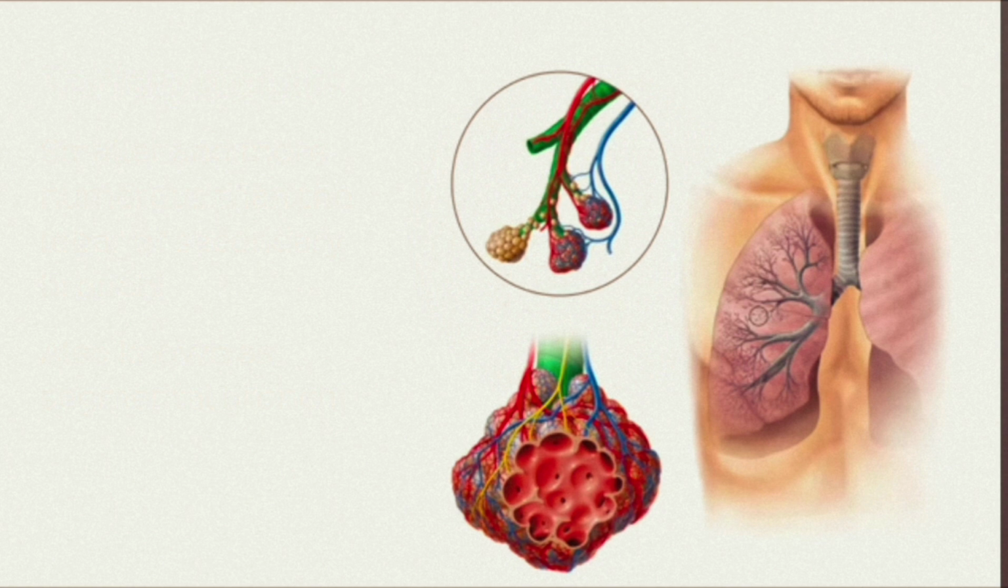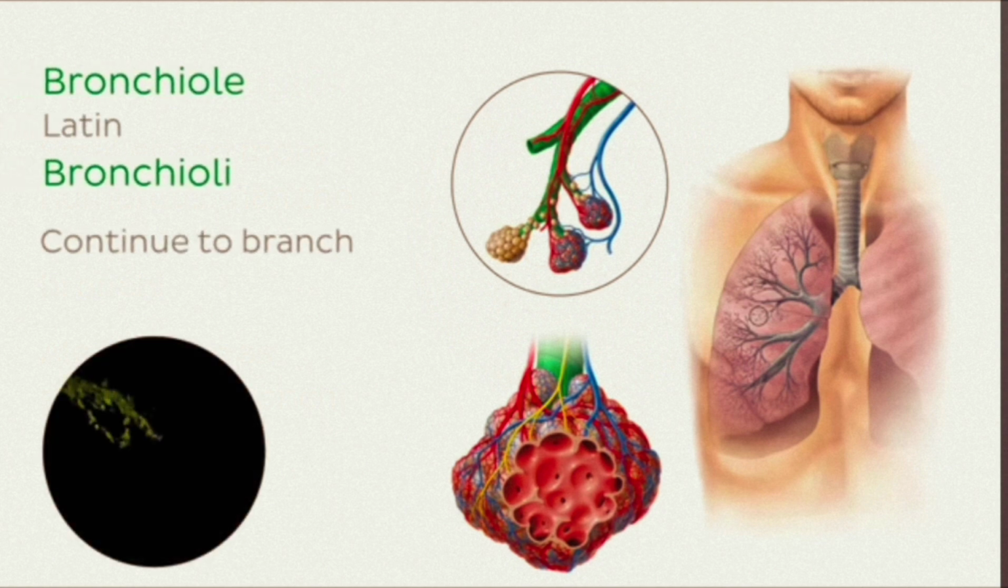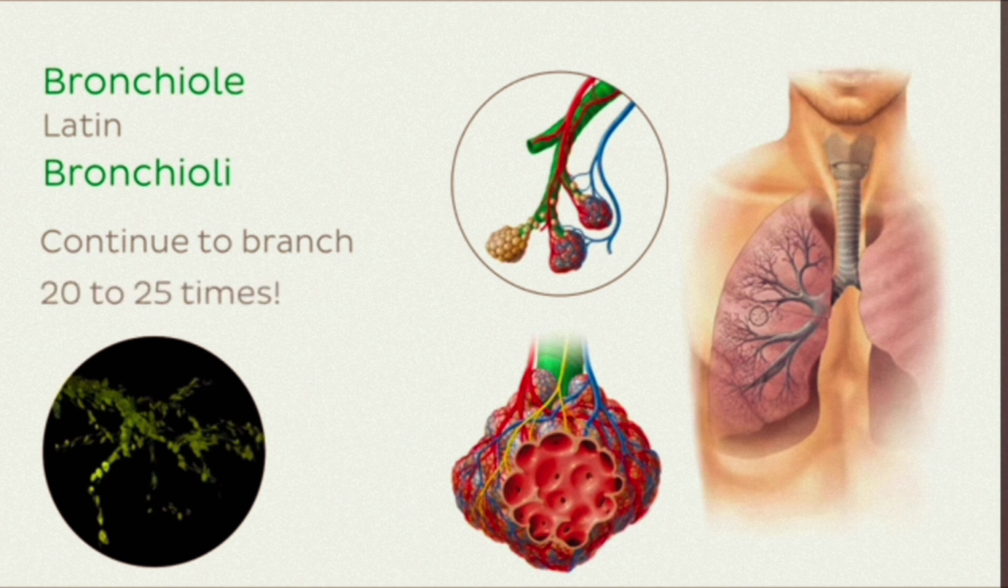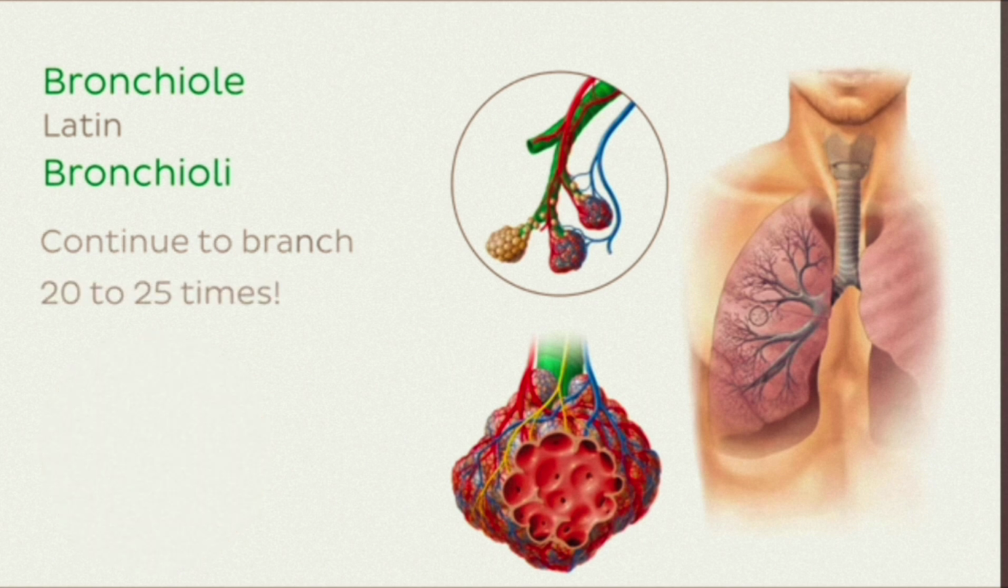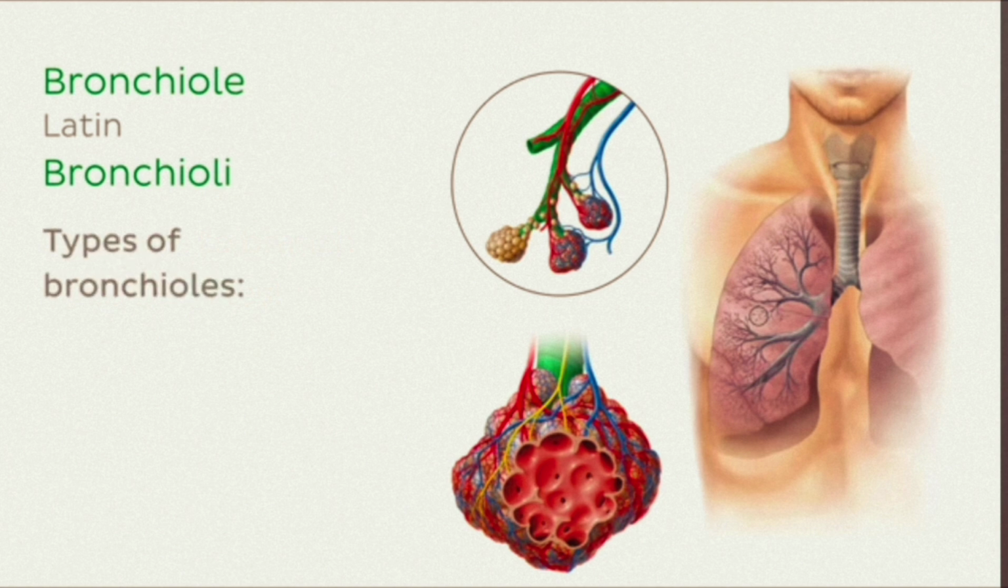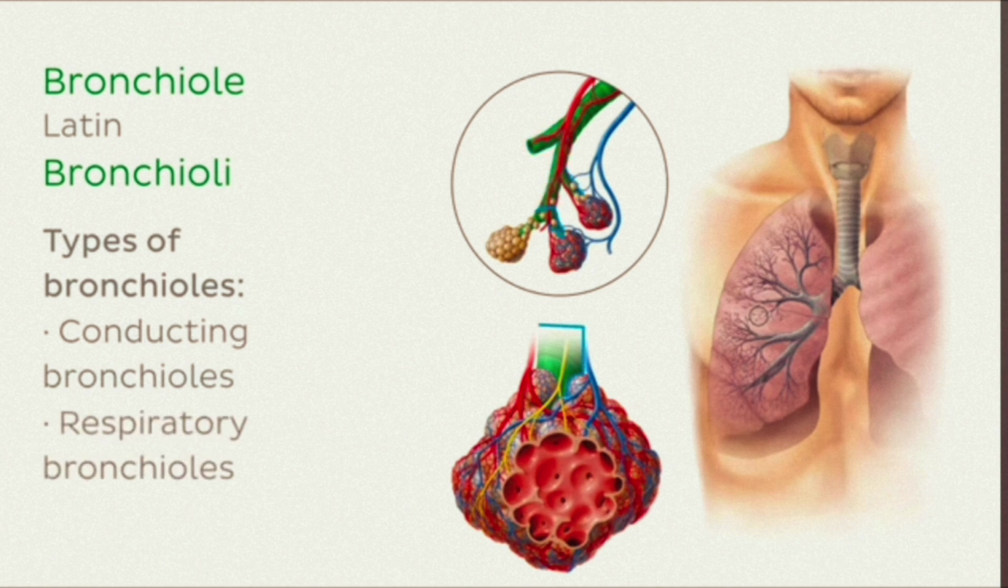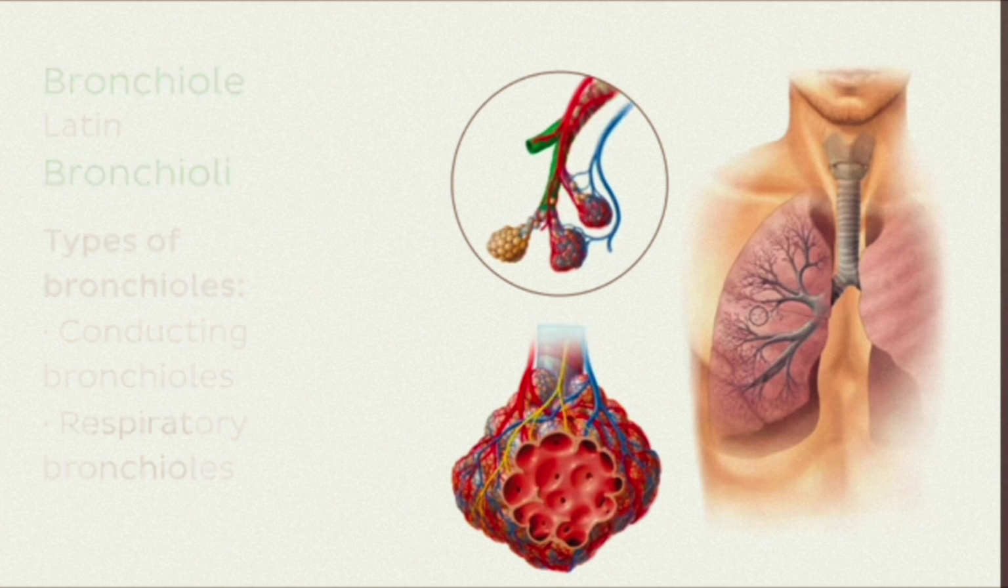Beyond the tertiary bronchi, branches are called bronchioles. Bronchioles can continue to branch and branch and branch 20 to 25 times before we reach the end. They continue to be a conduit for air to travel into and out of the body, and there are a few different types of bronchioles. Ones that terminate as smaller bronchioles and just help to transport air are called conducting bronchioles, and bronchioles that terminate with alveoli and also transport air are called respiratory bronchioles.